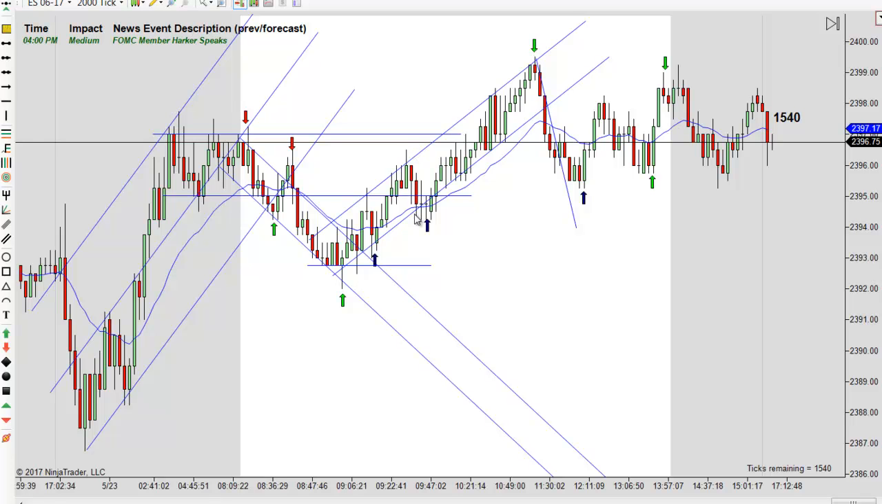Then it pulls back here and it still closes above the EMA, above the trend line. We're probably going to push up and at least test this high, and we're probably headed to make a new high, and we might even be headed for a measured move. So I like it.